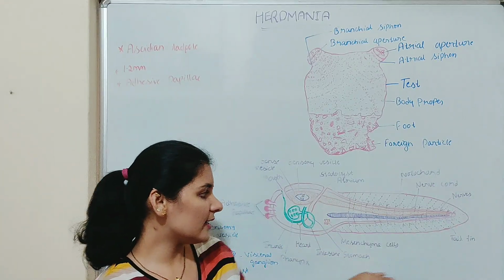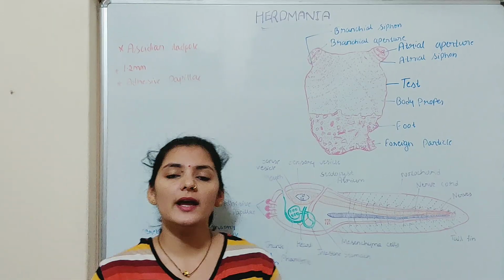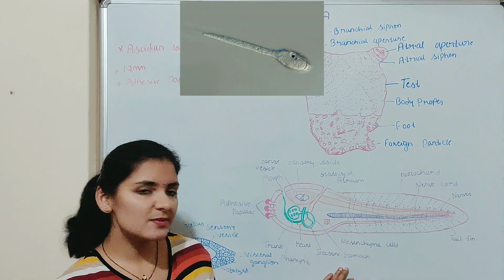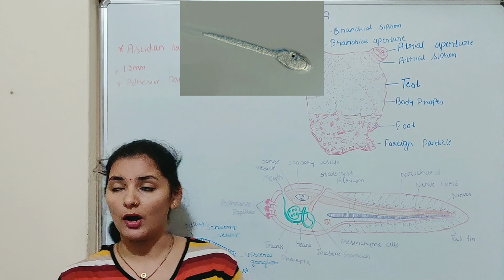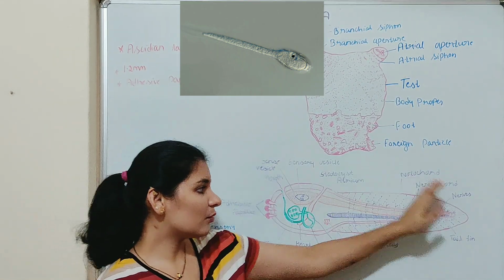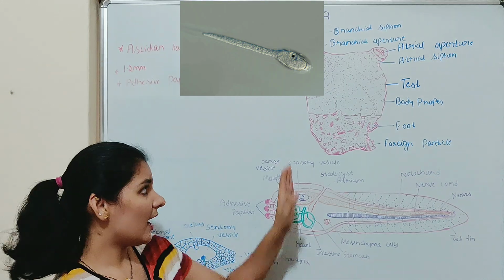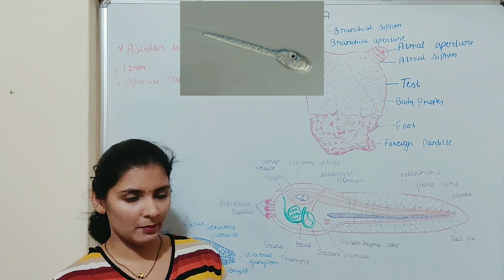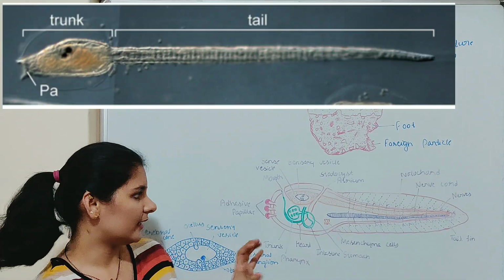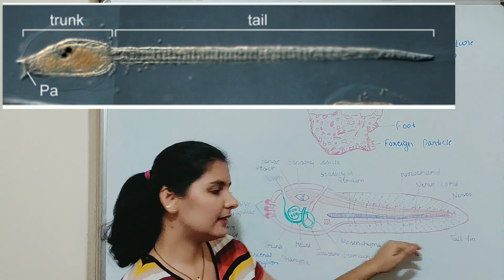This larval form is a free living form. Because of this nature, this larval form helps in the dispersal of the species. The larval form is transparent and very small, about 1.2 millimeter. The body of this larva is covered by a thin layer of test or tunic, like that of the adult form. The body of this larval form is divisible into mainly two parts, that is the anterior head part or the trunk part and the posterior tail part.